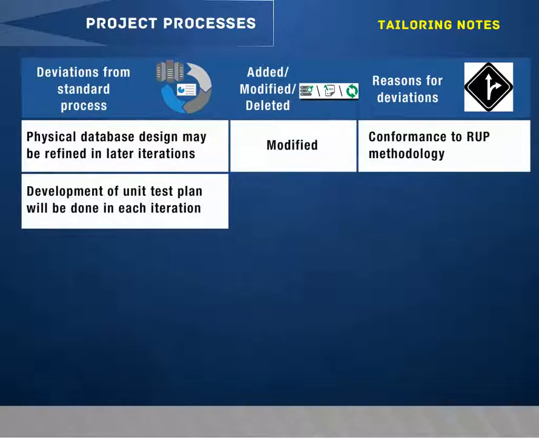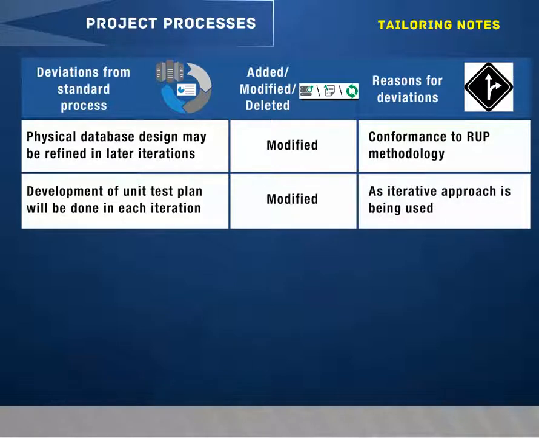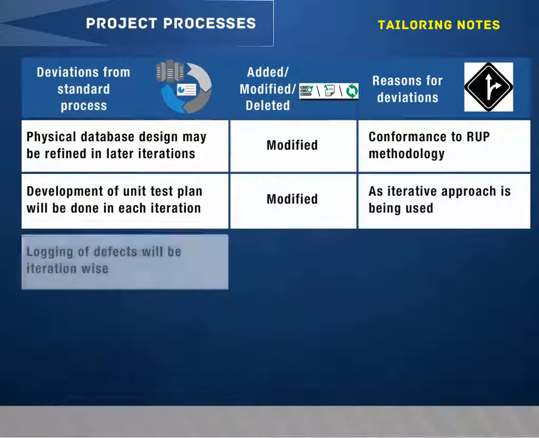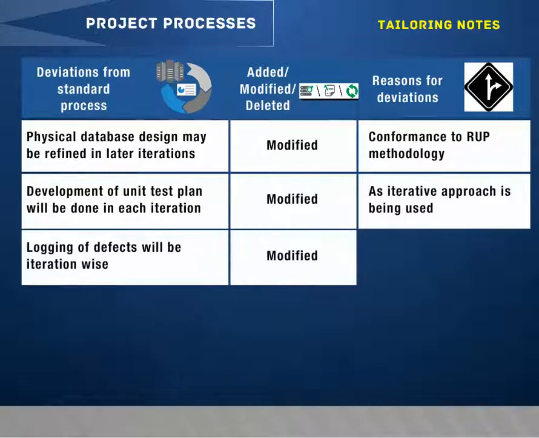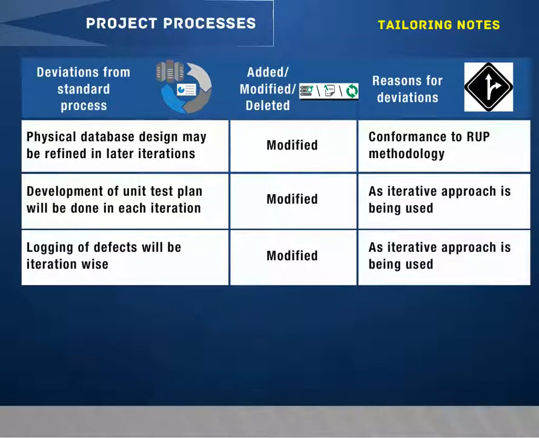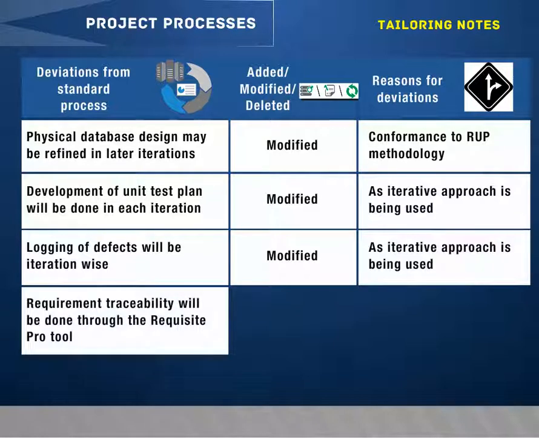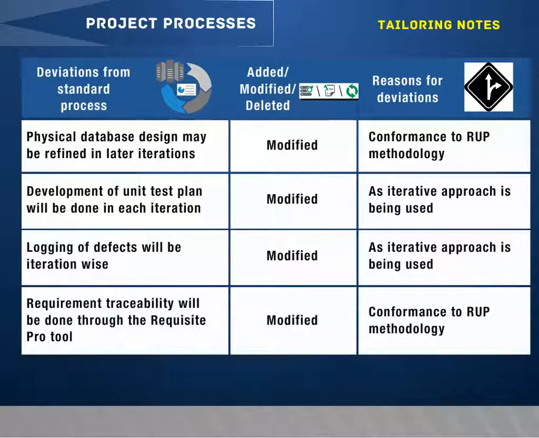Development of unit test plan will be done in each iteration. Modified, as iterative approach is being used. Logging of defects will be iteration-wise. Modified, as iterative approach is being used. Requirement traceability will be done through the Requisite Pro tool. Modified, conformance to RUP methodology.